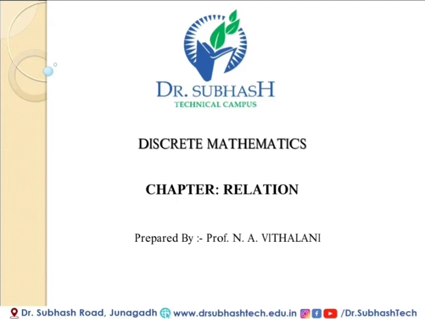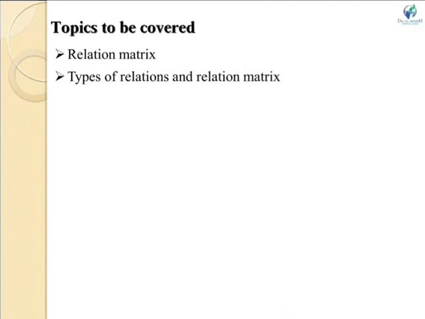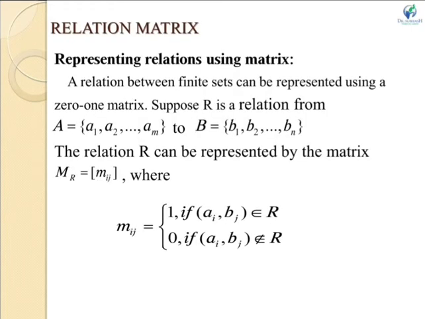For the subject Discrete Mathematics and chapter Relation, we will discuss the relation matrix and types of relations. First, the relation matrix. We have already learned what a relation is and we already know what a matrix is. We have learned about matrices in our basic mathematics. Now we will see how to represent relations using a matrix.